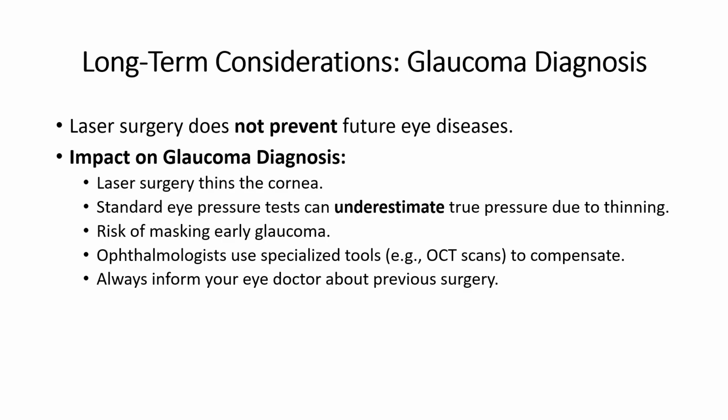Standard tests to measure eye pressure, called tonometers, rely on the cornea's natural thickness and flexibility. A thinner, altered cornea can cause these tests to underestimate your true eye pressure. This underestimation is a concern because it could potentially mask early glaucoma or delay a diagnosis. However, it's important to know that ophthalmologists are very aware of this. They use specialized formulas and advanced imaging techniques, like OCT scans of your optic nerve, to get a more accurate picture and mitigate this risk.